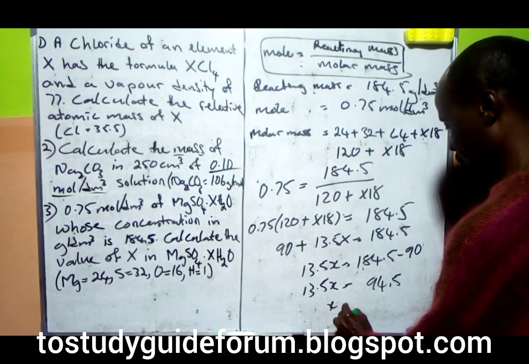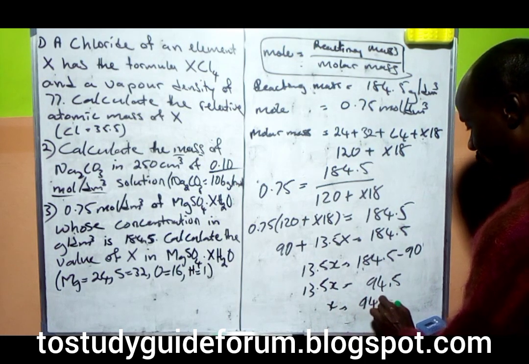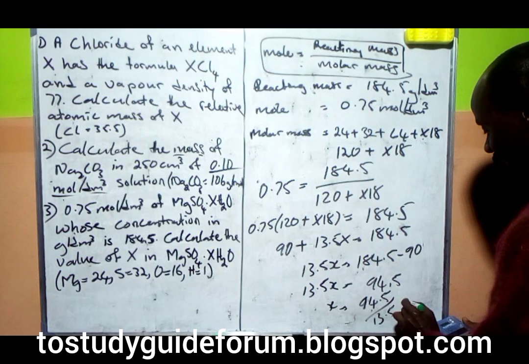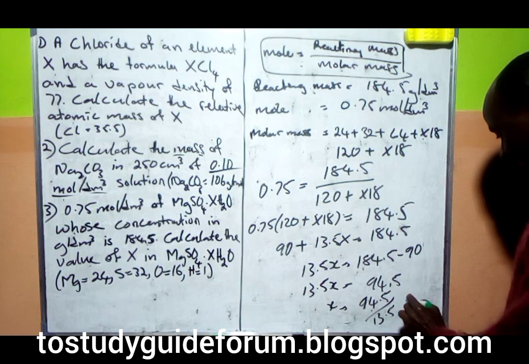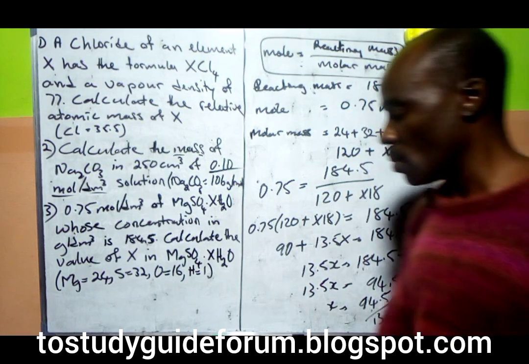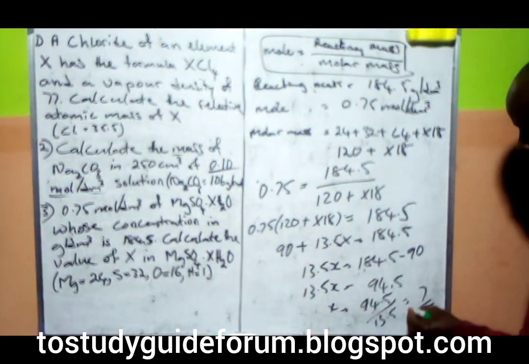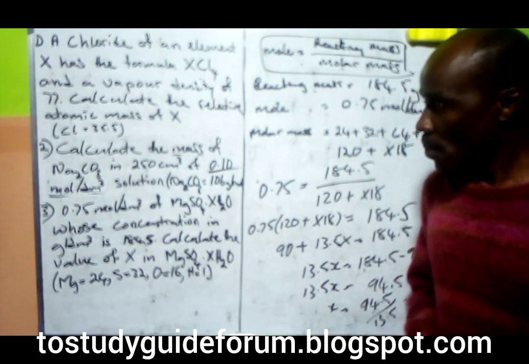That means x will then be 94.5 divided by 13.5. That will give us 7. That is, x is equal to 7. What it means there is that x is equal to 7. So now we have done this.